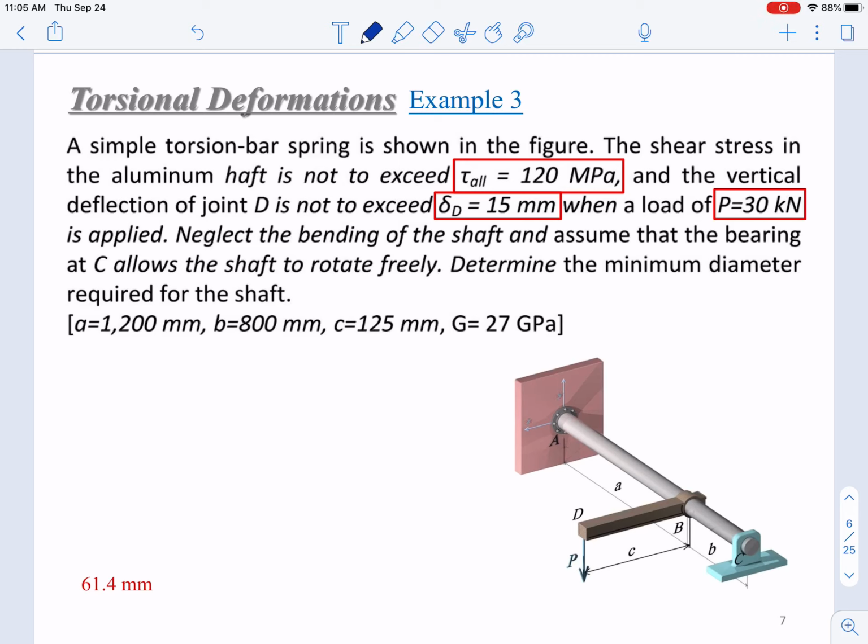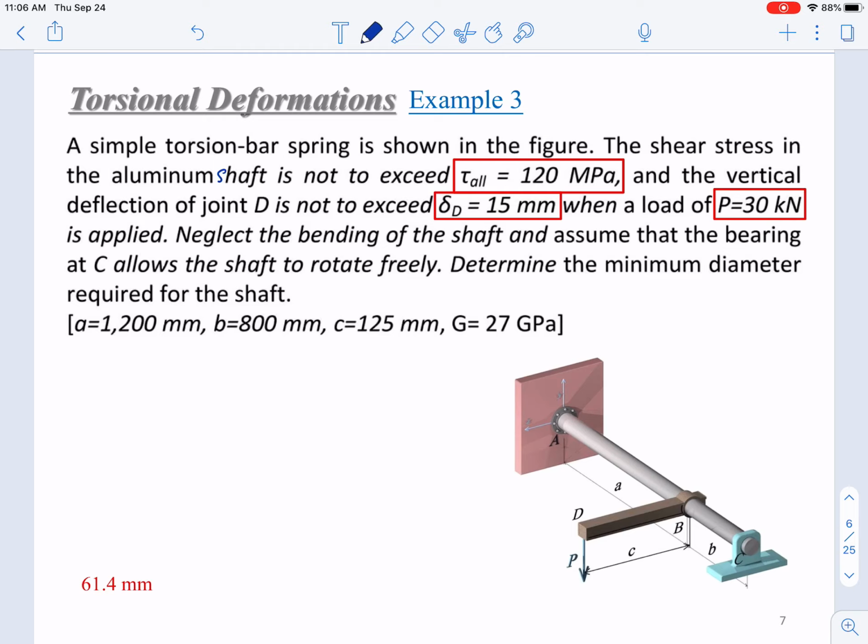In this example, we have a simple torsional bar that is shown in this figure. The shear stress in the aluminum shaft is not to exceed 120 MPa, and the vertical deflection of joint D is not to exceed delta equals 15 millimeter when a load of 30 kilonewton is applied. Neglect bending and assume that a bearing at C allows the shaft to rotate freely, no friction. Determine the minimum diameter required for this shaft.